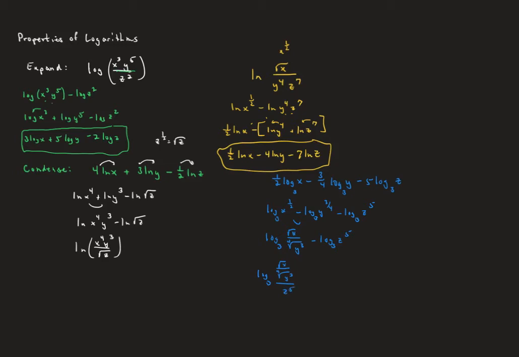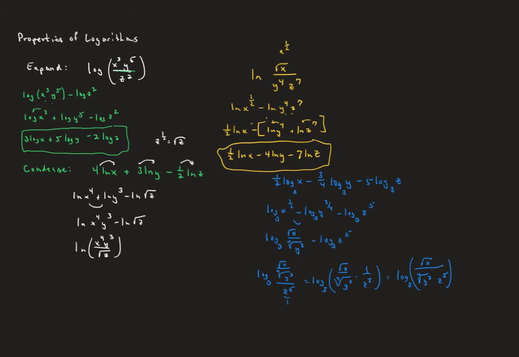to the 5th. Now to divide by z to the 5th is to multiply by its reciprocal. So that's going to be the square root of x over the 4th root of y cubed times 1 over z to the 5th, all in that logarithm. Well, what that really is, is the logarithm base 3 of the square root of x over the 4th root of y cubed times z to the 5th.